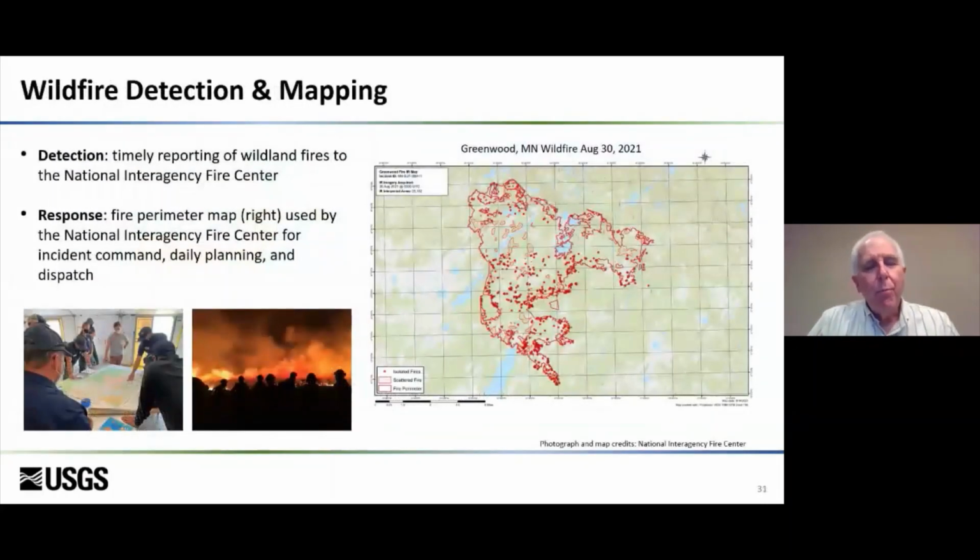An important mission that my office supports is wildfire detection and mapping. We work wildfire detection with a large number of partners, and together we feed information to the National Interagency Fire Center, who then further disseminates the wildfire detections out to local responders who are able to respond to the fire detections. My office also provides a bit of a surge mapping capability.